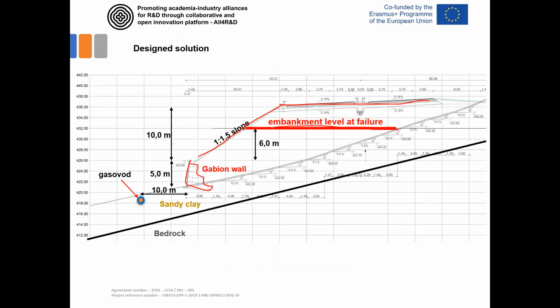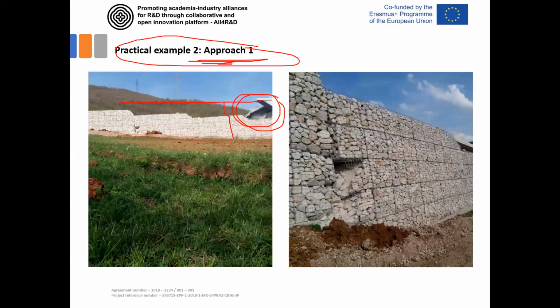After the construction reached this line, a sudden failure occurred like this. You can see the failure here. This is the toe of the landslide. This is the total destruction of the gabion walls here.